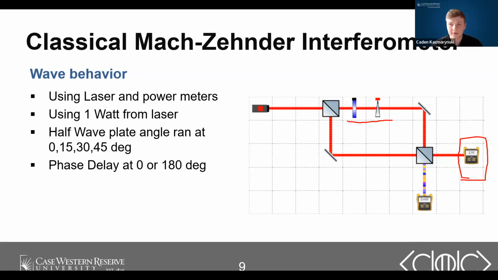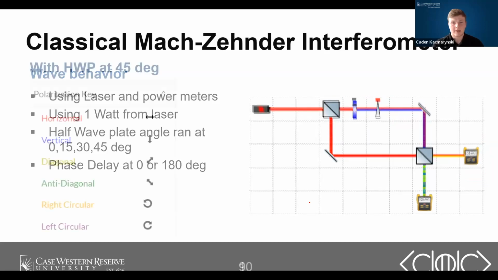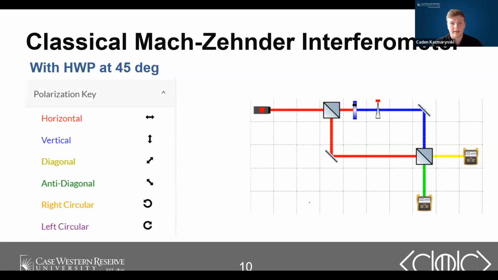And these two new components are: this blue component on the left, which is a wave plate, and the triangle with the box on top on the right, which is a phase delay. The wave plate can change the polarization of the light. So we're going to vary this experiment at 0, 15, 30, and 45 degrees of polarization just for that top path. And the phase delay can either be 0 or 180 degrees, is how I set it up.